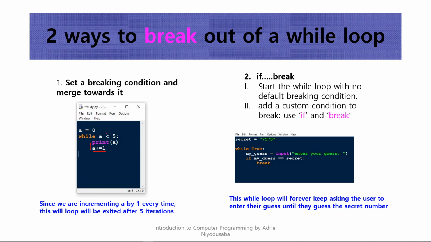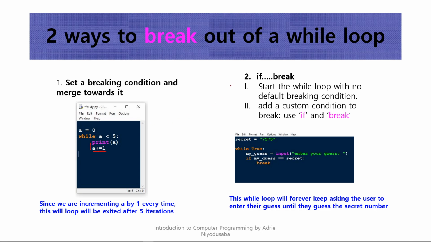So the breaking condition is a is less than 5. So we want to be approaching a situation where a will be no longer less than 5. That's why I'm incrementing a by 1. So notice that this while loop will iterate around 4 or 5 times, I guess. And once a is no longer less than 5, we just break from this while loop.